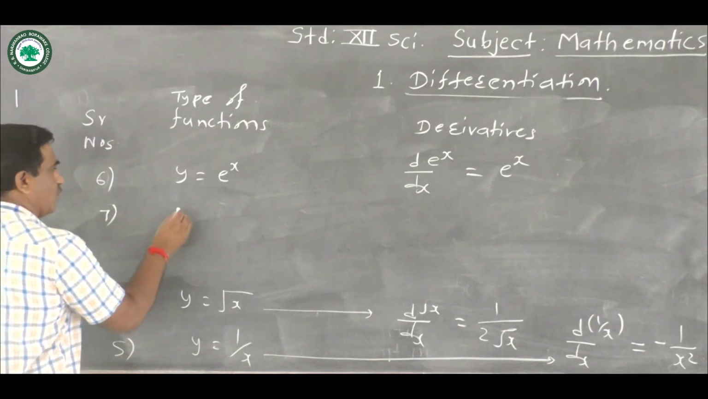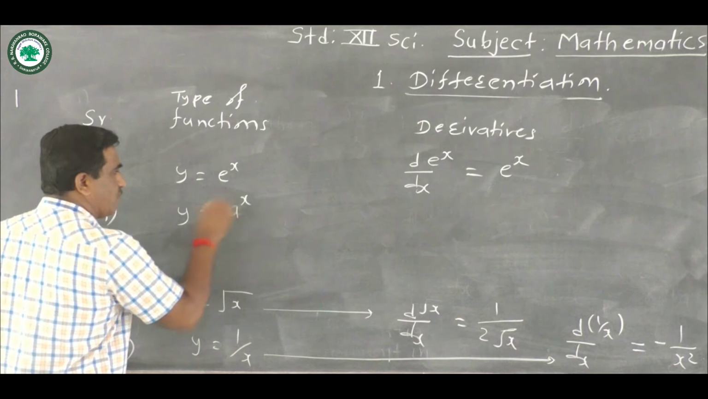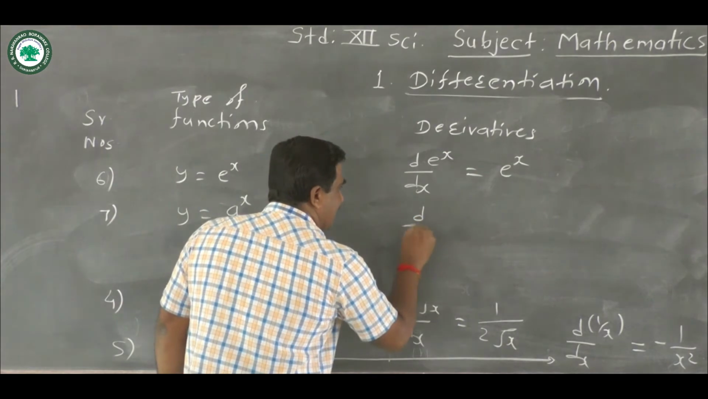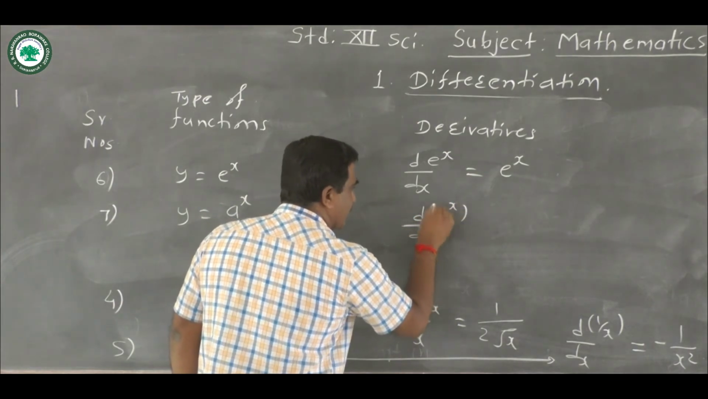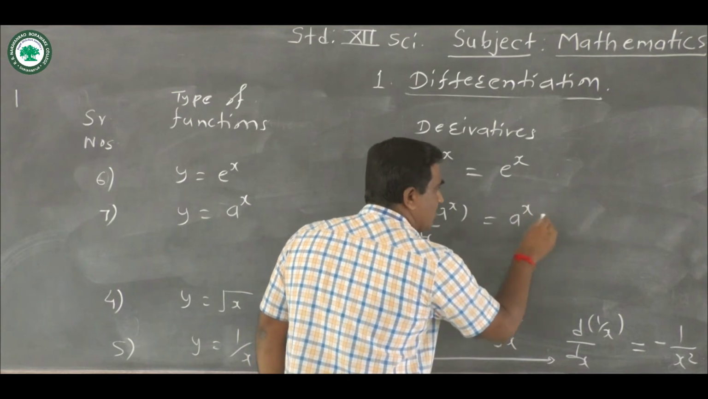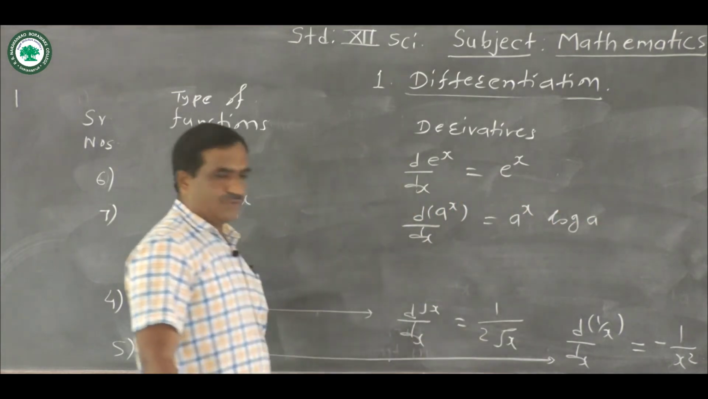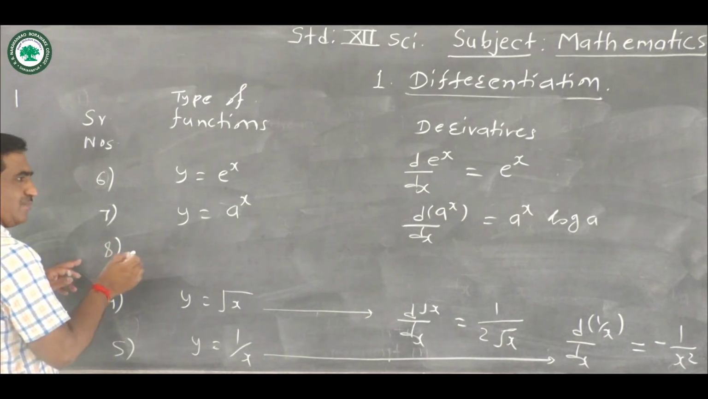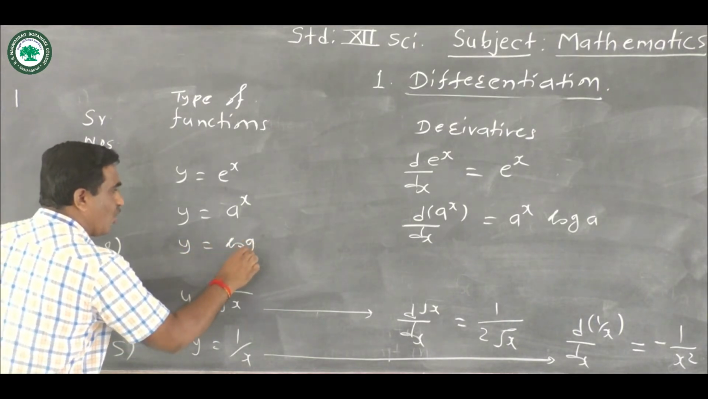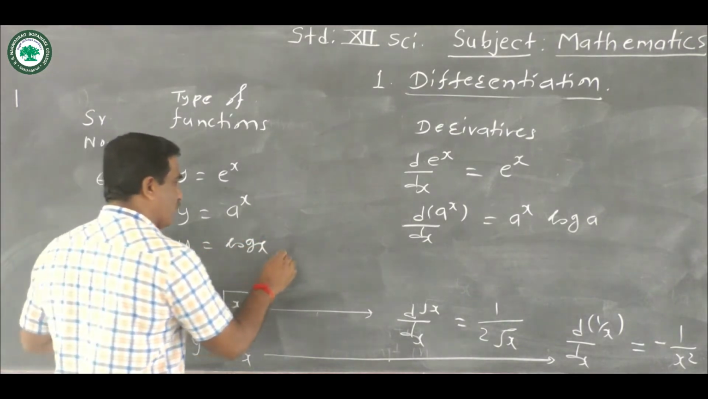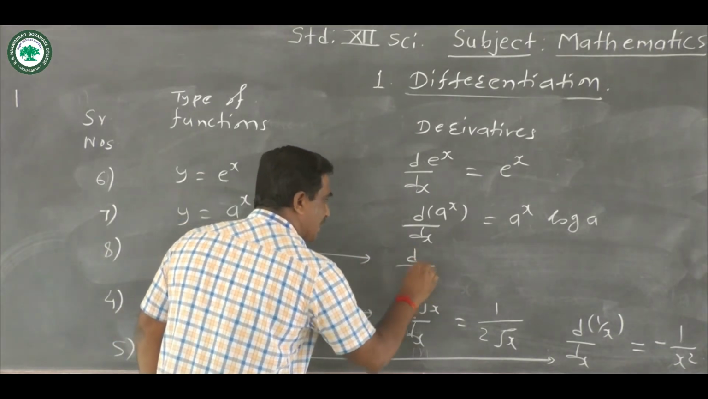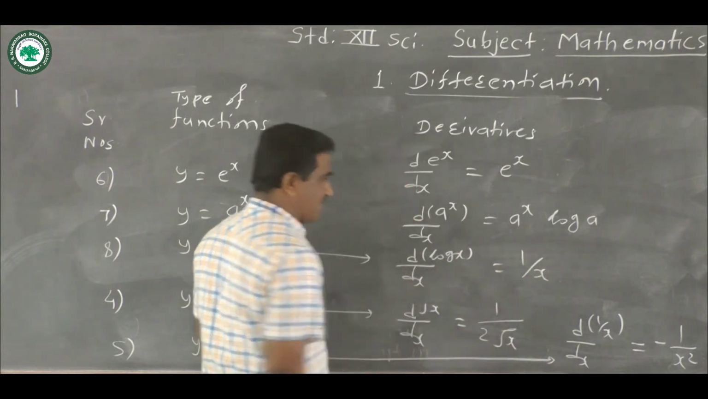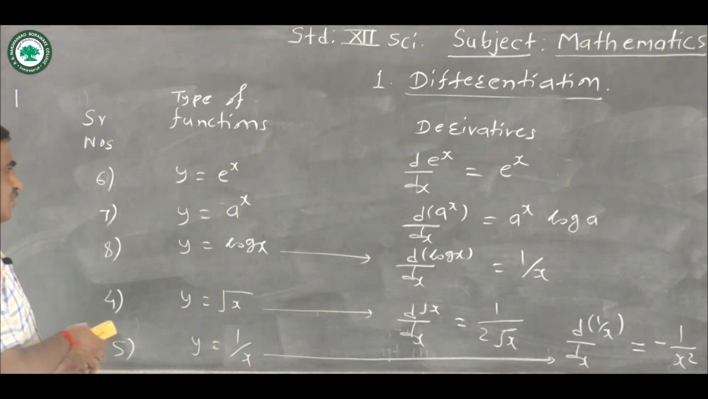Number 7, one more exponential function, y is equal to a raised to x. Then derivative of a raised to x, dy dx of a raised to x, is equal to a raised to x into log a. Number 8. Now further, this is a logarithmic function, y is equal to log x. Then dy dx of log x is equal to 1 upon x. This is the logarithmic function.